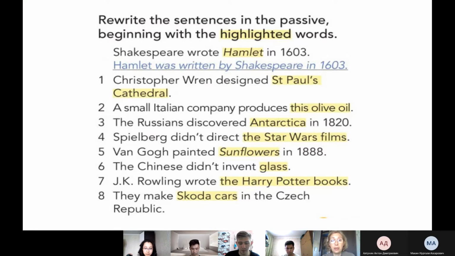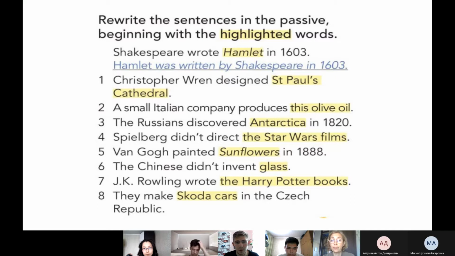The example says, Shakespeare wrote Hamlet in 1603. Шекспир написал Гамлета. And in the next sentence, we place Hamlet at the beginning. Hamlet was written by Shakespeare in 1603. Гамлет был написан Шекспиром. То есть, и поэтому глагол меняет свою форму на форму страдательного залога. Was written. Okay, so let us listen to Rodion. Sentence number 1 is for you.